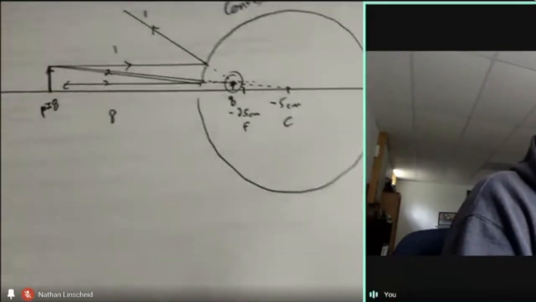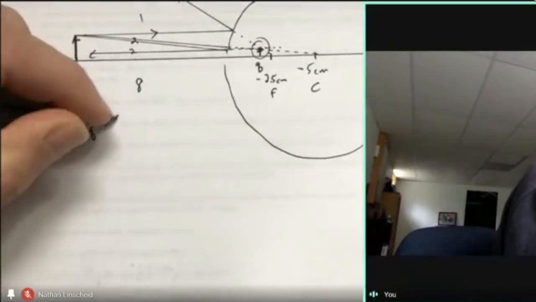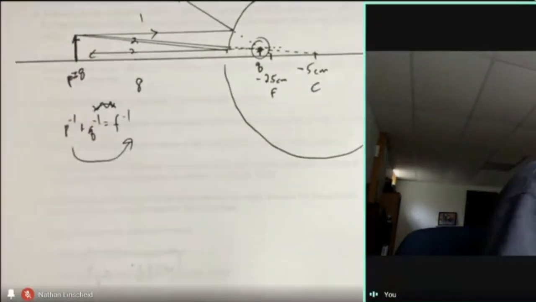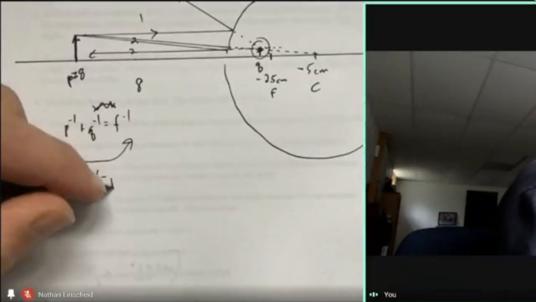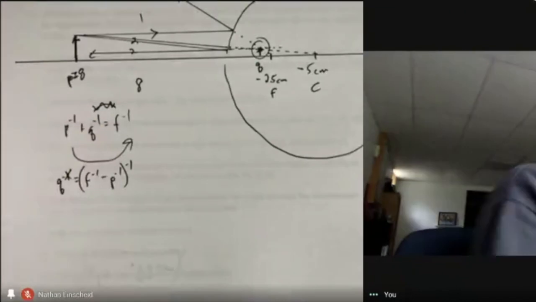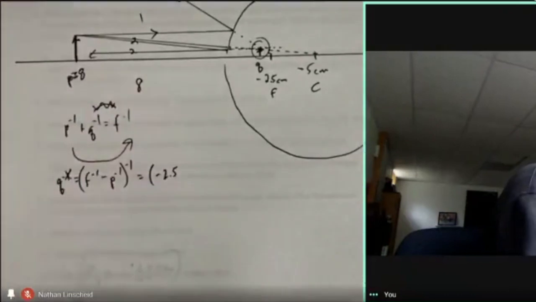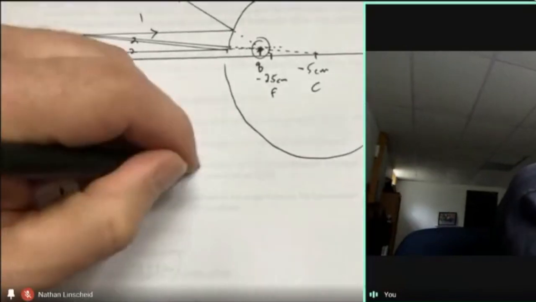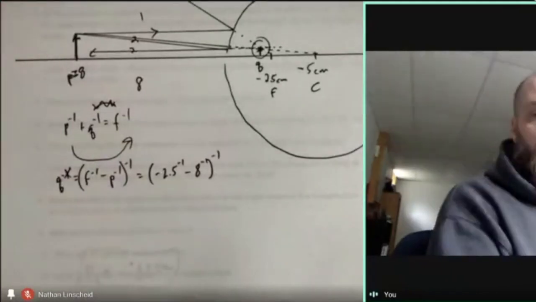So we'll go back to that same equation that we were using before. P to the minus 1 plus Q to the minus 1 equals F to the minus 1. Same mathematical process. Bring the P over to this side. So it's going to be Q to the minus 1 equals F to the minus 1 minus P to the minus 1. Take the inverse of both sides, and then plug in our numbers. So that's going to be negative 2.5 for the focal length to the minus 1 minus our image distance. And again, that's always positive because it's a real thing that exists in the real world. Take that to the minus 1 and then the rest here.